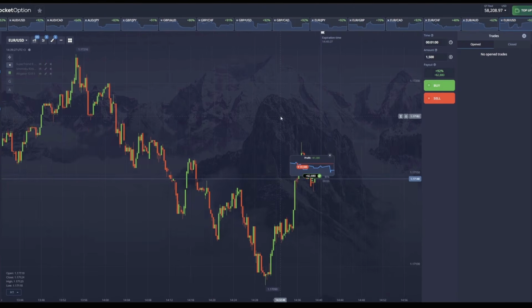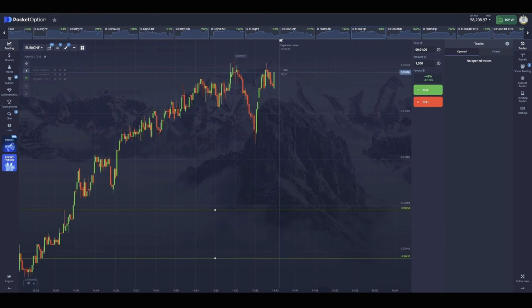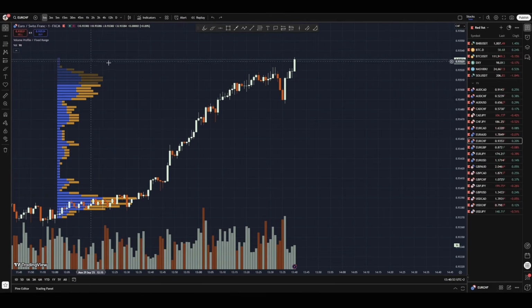Then you do a preliminary analysis, and after that, you ask BoosterBot where the price is going to go. Let's do exactly this kind of analysis and see if it matches with BoosterBot or not. I'm choosing the euro to Swiss franc currency pair. There's a pretty unusual movement here, so let's take a look at what's been happening.